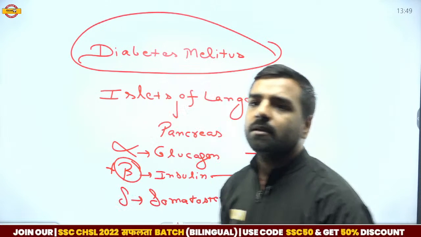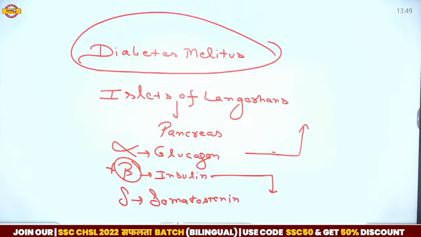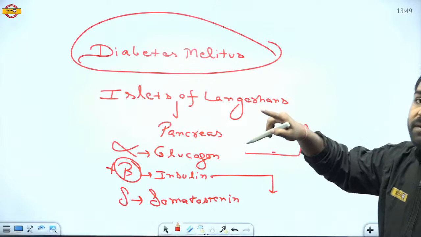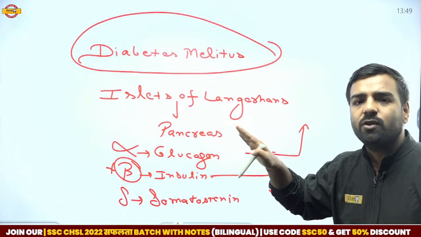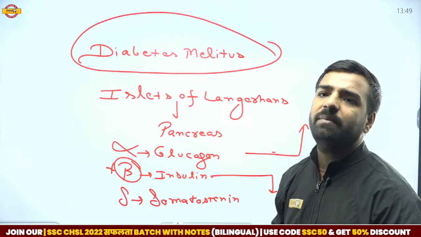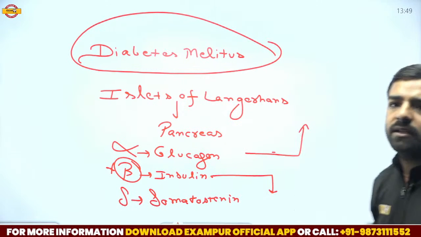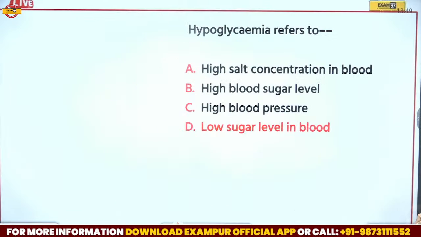Okay. So Jagdishan is saying high insulin, low glucagon. That was in the previous condition. Here insulin will be low and glucose level will be high. Yes, Avan, totally correct. Okay, so let's come to the last question of the day.